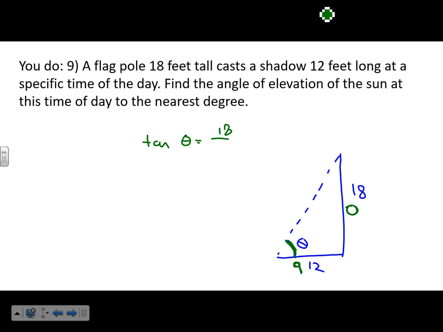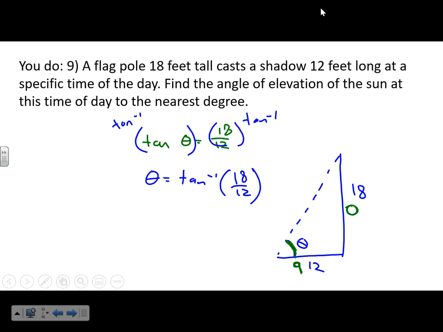18 over 12, inverse, to get rid of your tangent. And type that out. The inverse tangent of 18 divided by 12 is 56.309, and we round to the nearest degree, so that's 56. And again, we're talking about the angle of elevation, so we're good. We don't have to do anything else.